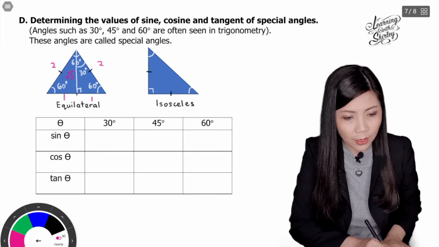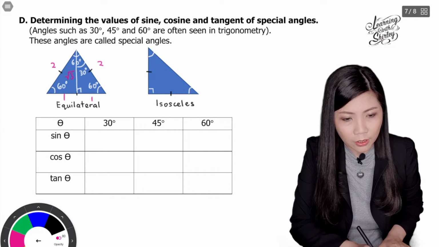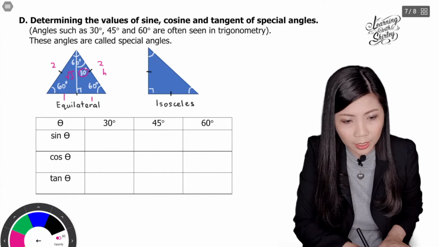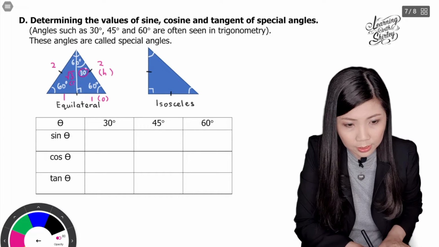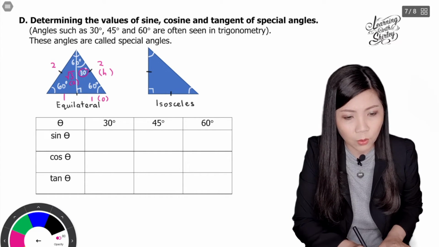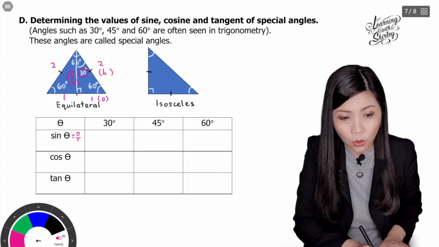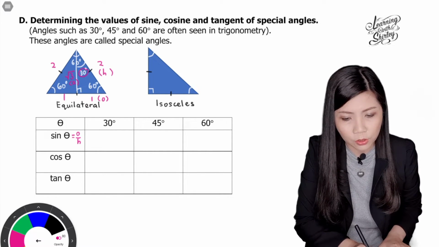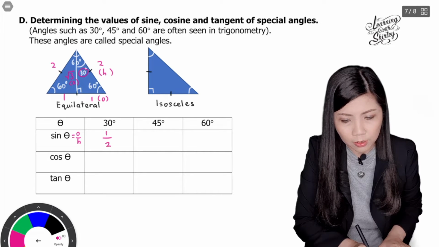Okay, so let's find this. Sine theta, let's say it's sine 30. So 30 is over here. If 30 is over here, here will be H, here will be opposite, and here will be adjacent. So sine 30 will be O over H. O is 1, H is 2, so the answer is 1 over 2.